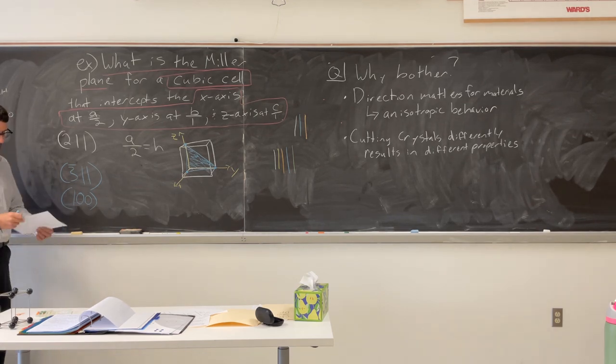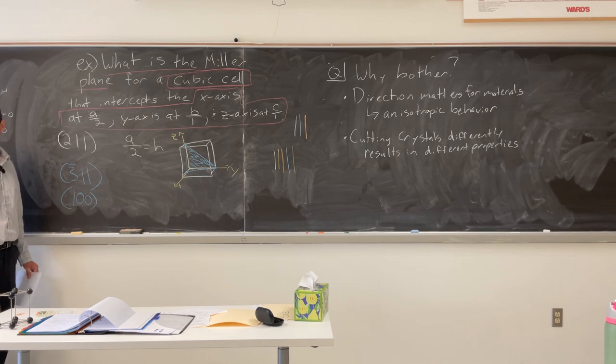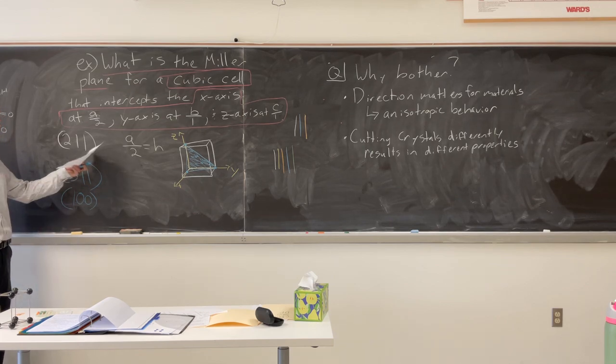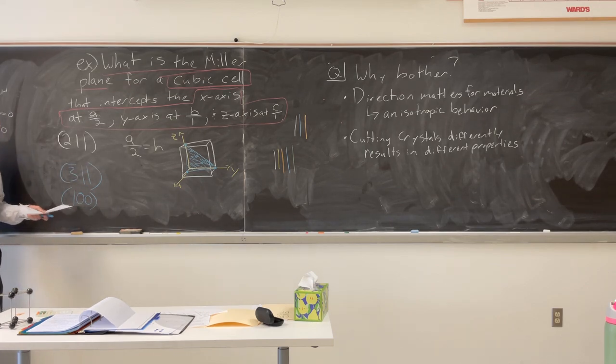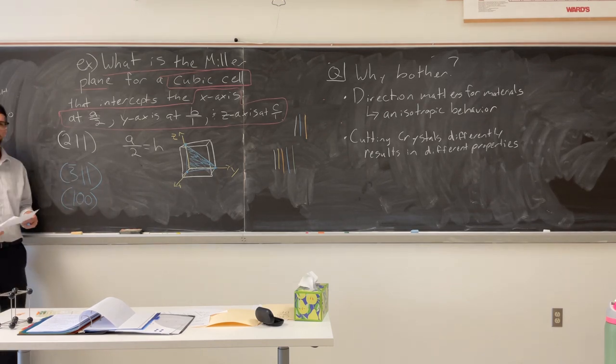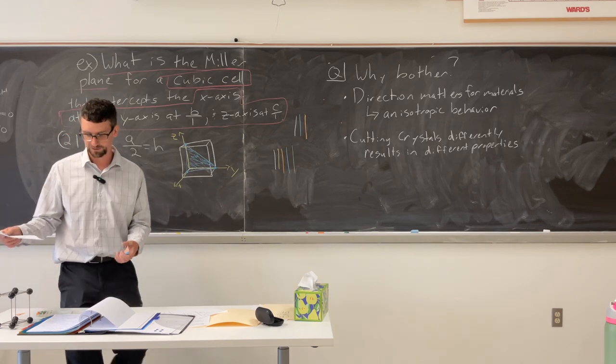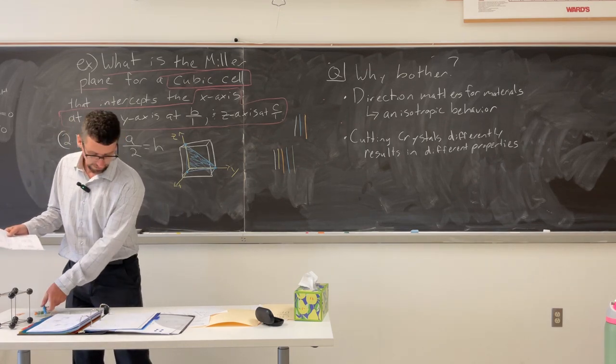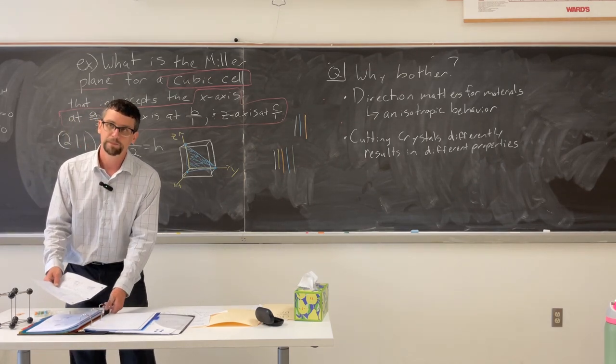Okay, your daily problem: I'm going to make you draw some cubes. You're going to have to indicate different Miller planes. I will try my best to not have any zeros or negative numbers in there. If I do, just email me and say, quit being a jerk. Okay? Any questions right now?